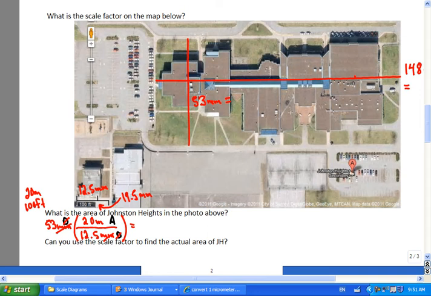53 times 20. So I end up with 84.8 meters. And if I want to know the length of our property, it goes 12.5 millimeters is worth 20 meters.